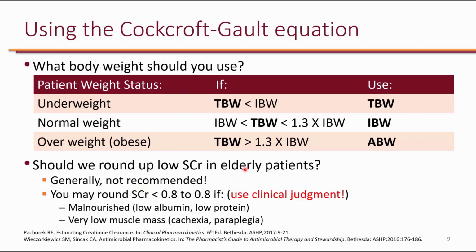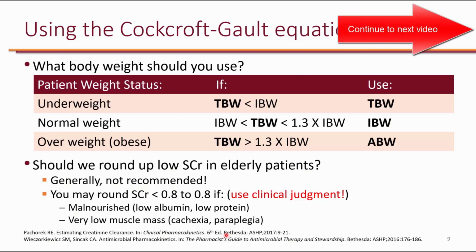Now, there are situations that you may need to round. In the literature, it's recommended to round to 0.8. So if serum creatinine is less than 0.8, round it to 0.8. Not necessarily for elderly, but for malnourished patients, because serum creatinine comes from muscle. So if someone has low albumin or low protein, that could be an indicator of malnutrition. Or someone who just happens to have very low muscle mass, for example, someone who's paraplegic. For those patients, you may round serum creatinine of less than 0.8 to 0.8, but still use your clinical judgment.